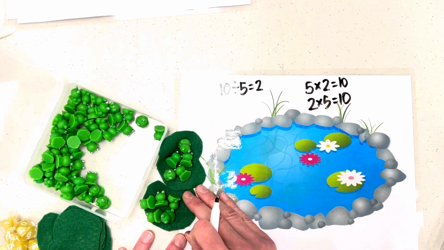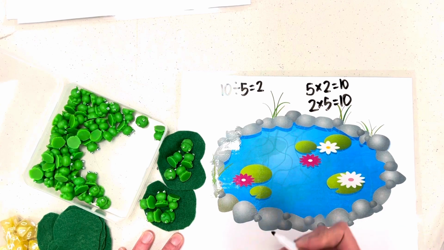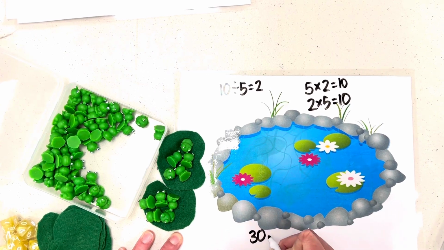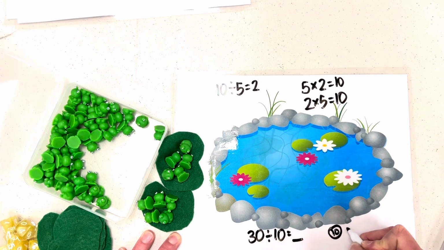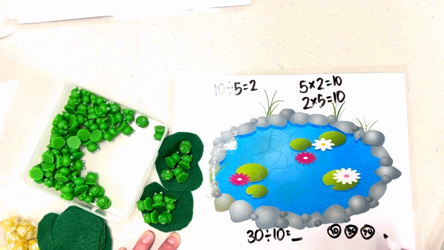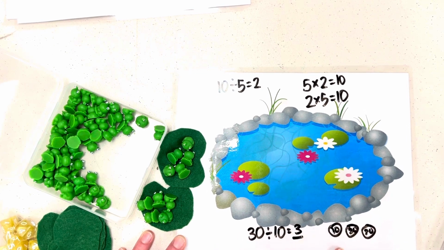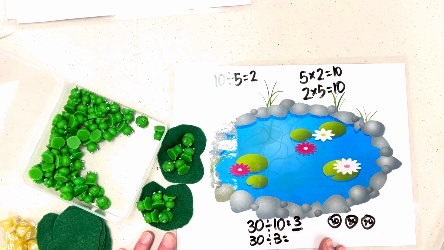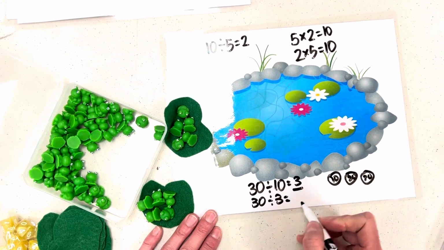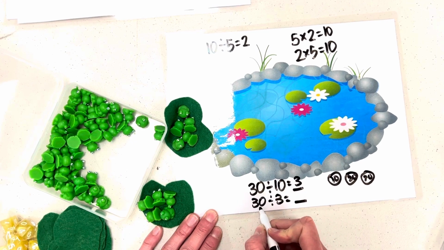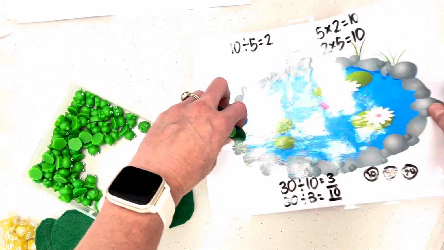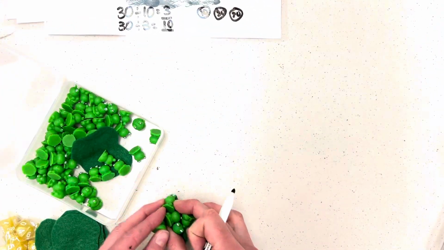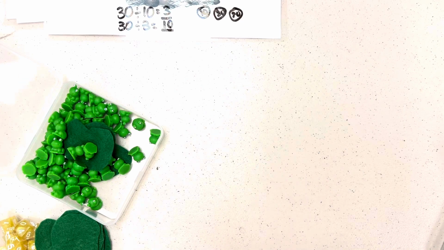Once they start getting really good with the tools, then you can start to do, let's say you have 30 divided by 10. They can be thinking, okay, I could go 10, 20, 30. The answer is 3 lily pads. If it's 30 divided by 3, that's where we want to strengthen that relationship of multiplication and division. 3 times what equals 30? And hopefully they're going to start to see that it's 10. So practice a lot with the lily pads and frogs first. Then you can move into these more abstract concepts.